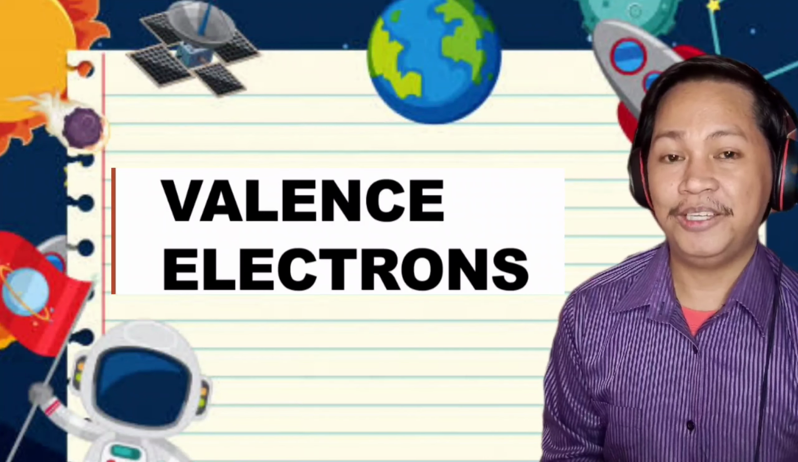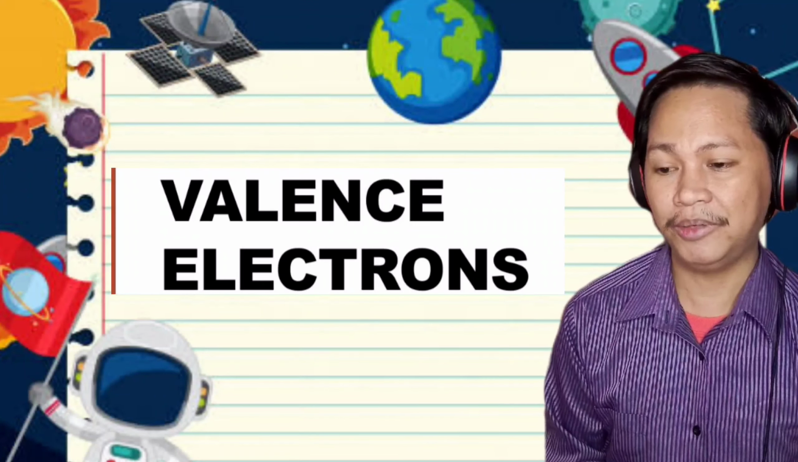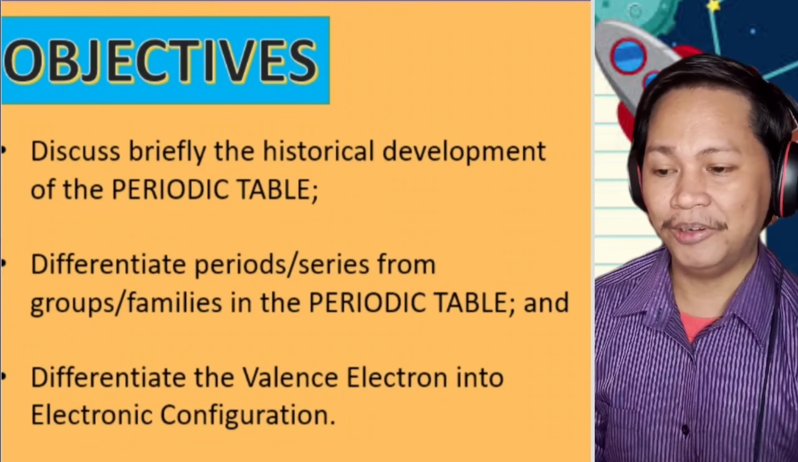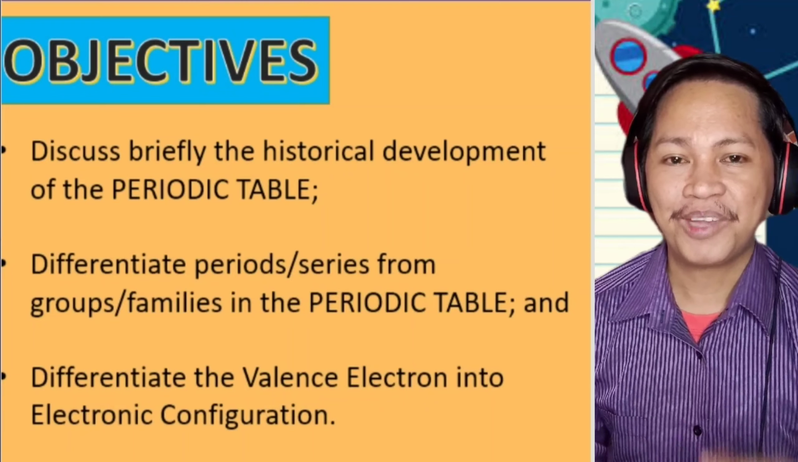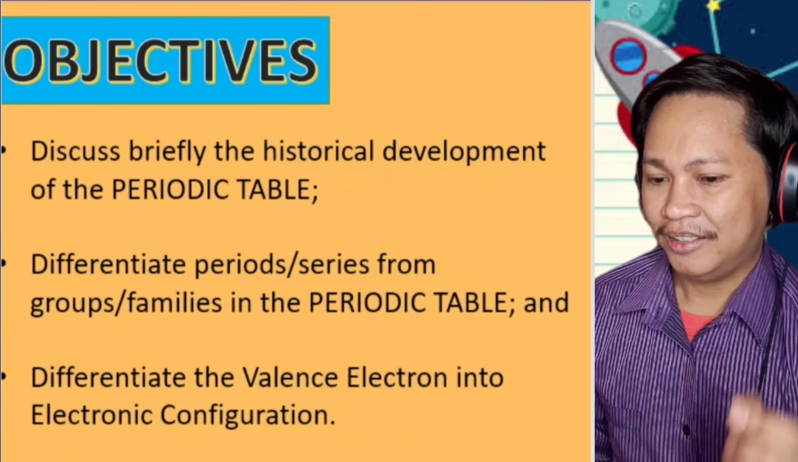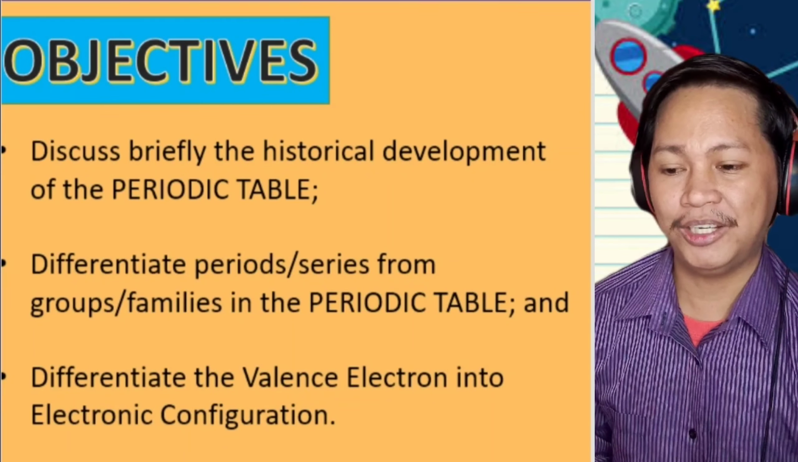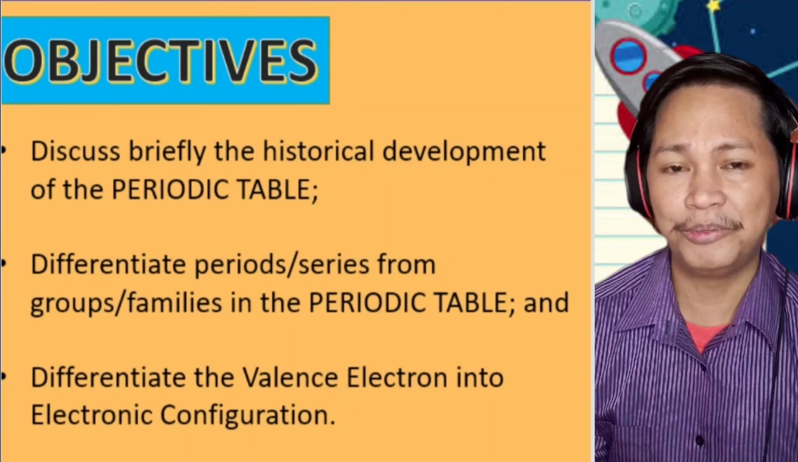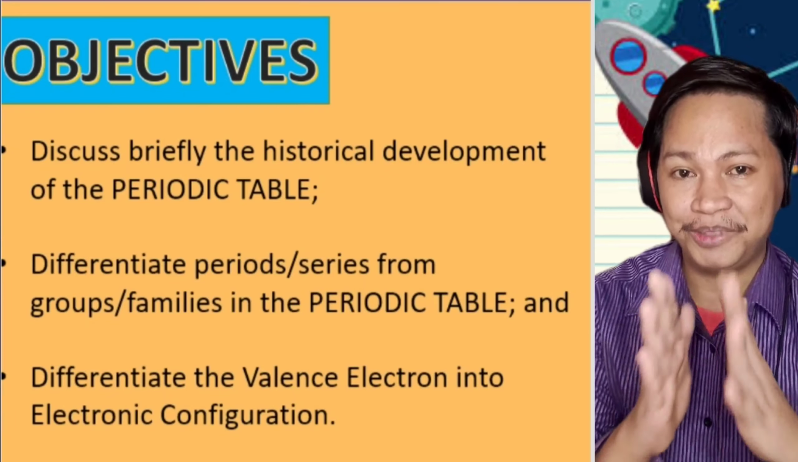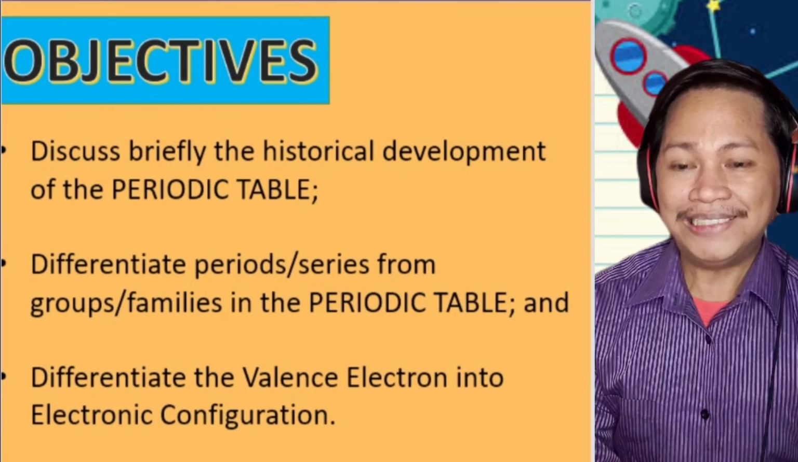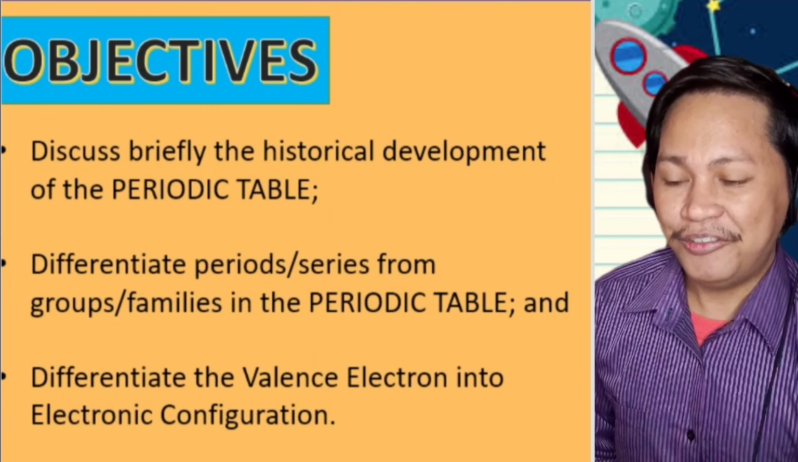Okay, welcome back. So I think it's about time to introduce the new topic. Of course, let us start with our objectives. Number 1, discuss briefly the historical development of the periodic table. Number 2, differentiate period, or series, from group or families in the periodic table. So let's learn the difference between period, group, or family, or row, or this one, the vertical. And last, differentiate valence electron and electron configuration.